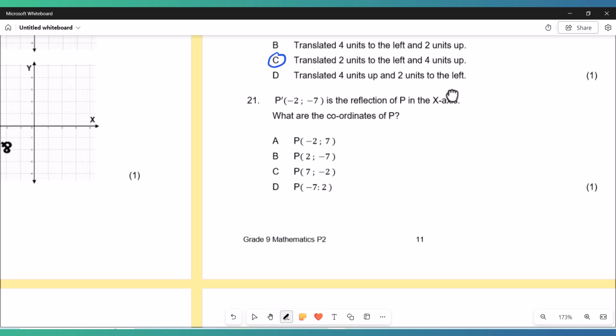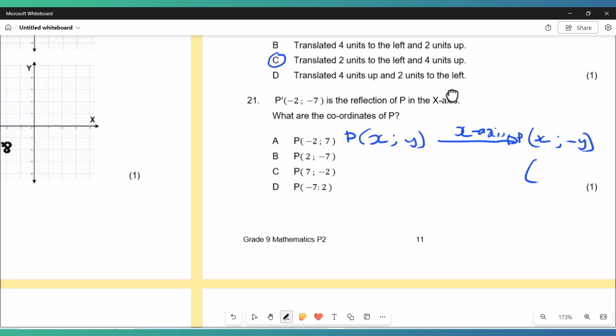Now P was the object. So note our rule for reflecting along the x-axis: if you have x, y and reflect along the x-axis, the x remains intact, but y becomes negative. I repeat, if I reflect P, x to y, to give me the image P prime, it must be x to minus y. Now they give me the image as minus 2 to minus 7.